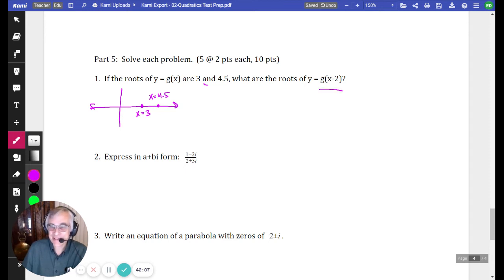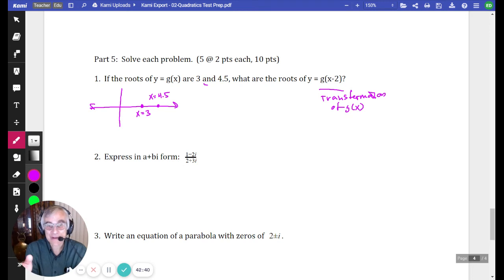So this is a transformation of g of x. What kind of a transformation? Well, we're subtracting 2 inside the parentheses. So that means every x coordinate, every feature of the original function slides 2 units to the right. I don't know what the shape is, but I know that this function will look just like the parent function g of x, but everything is moved 2 units to the right.